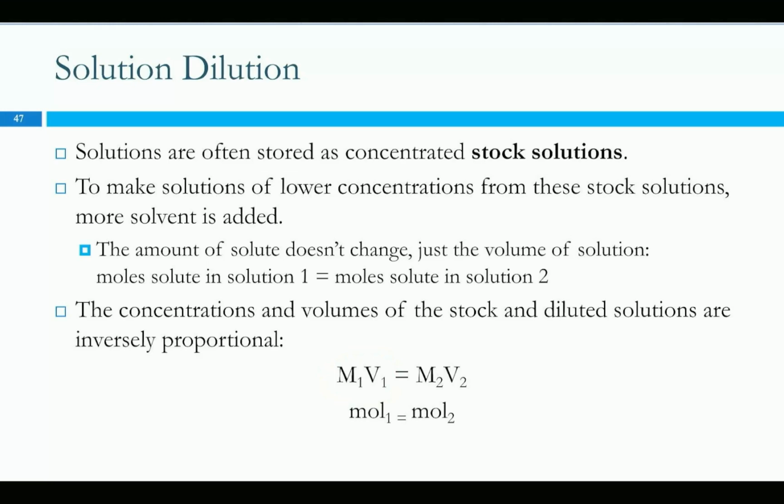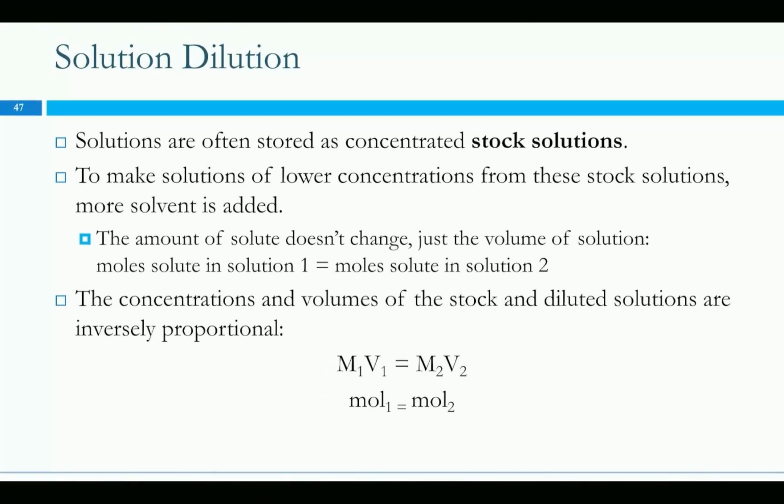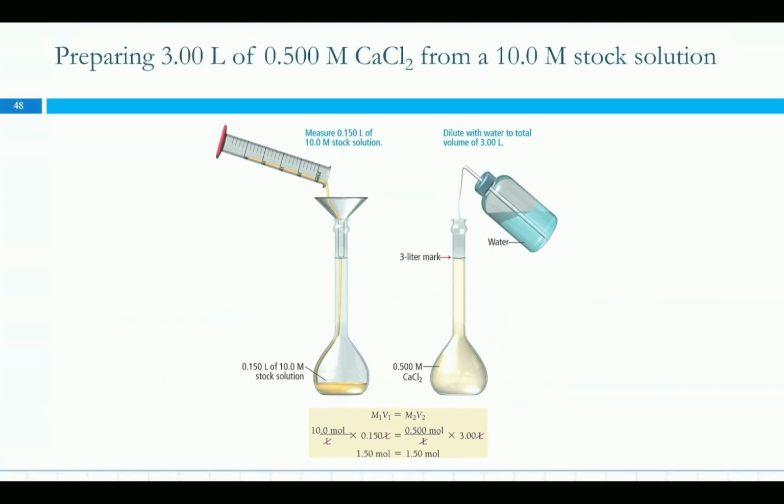Let's see if we can do this so it makes a little more sense practically. Here's an example of a dilution of a solution. We've got a 10 molar stock solution of calcium chloride, and they take 150 milliliters, 0.15 liters of it, and add it to this 3-liter flask.